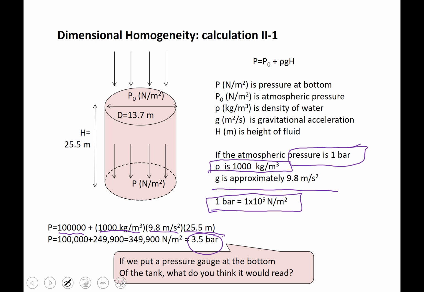So note here, this is another question. If we put a pressure gauge at the bottom of the tank, what do you think it would read? Does it read 3.5 bar? The answer is no. It will read 2.5 bar, because with gauge pressure there's also the same atmospheric pressure on the gauge. So for gauge pressure, you always have to add 1 atmosphere to get the absolute pressure.